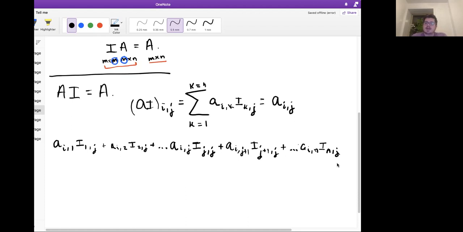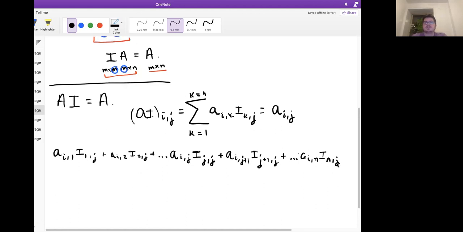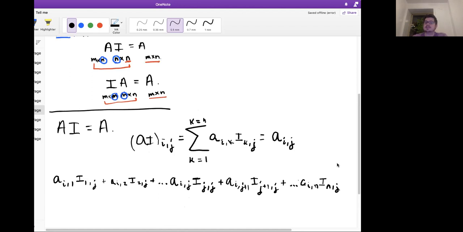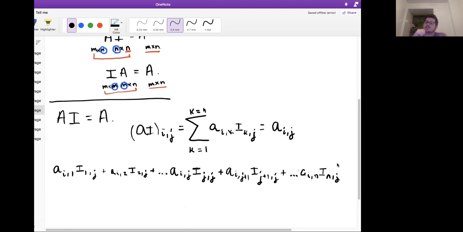Why does the A always become A? So in terms of what the definition of identity means, it's the matrix such that when you multiply by A, you just get A back. So it's like the one in matrix multiplication. So that's what AI is. It's like the times one.